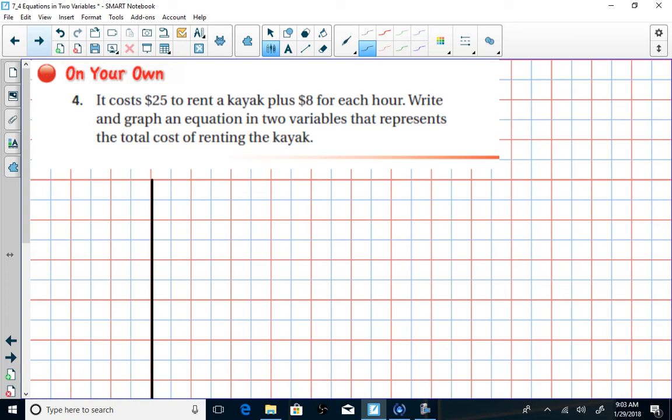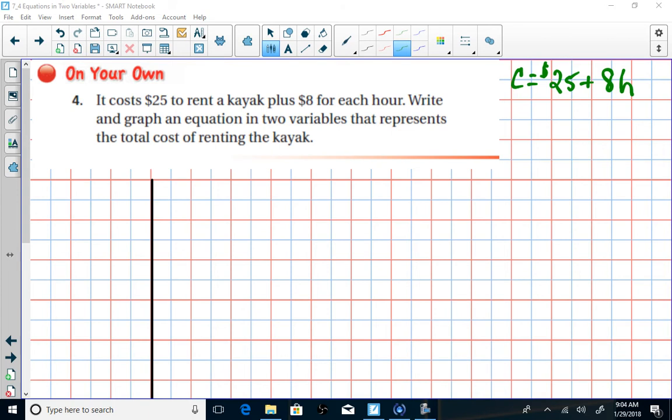It costs $25 to rent a kayak, plus $8 for each hour. Write and graph an equation in two variables that represents the total cost of renting the kayak. Okay, well, the total cost is going to be equal to $25, right, plus $8 for each hour. Okay, my two variables are my cost and the number of hours. The number of hours would be my independent variable. Right? That is my input value. The cost of renting the kayak will be my dependent variable. That is my output information.